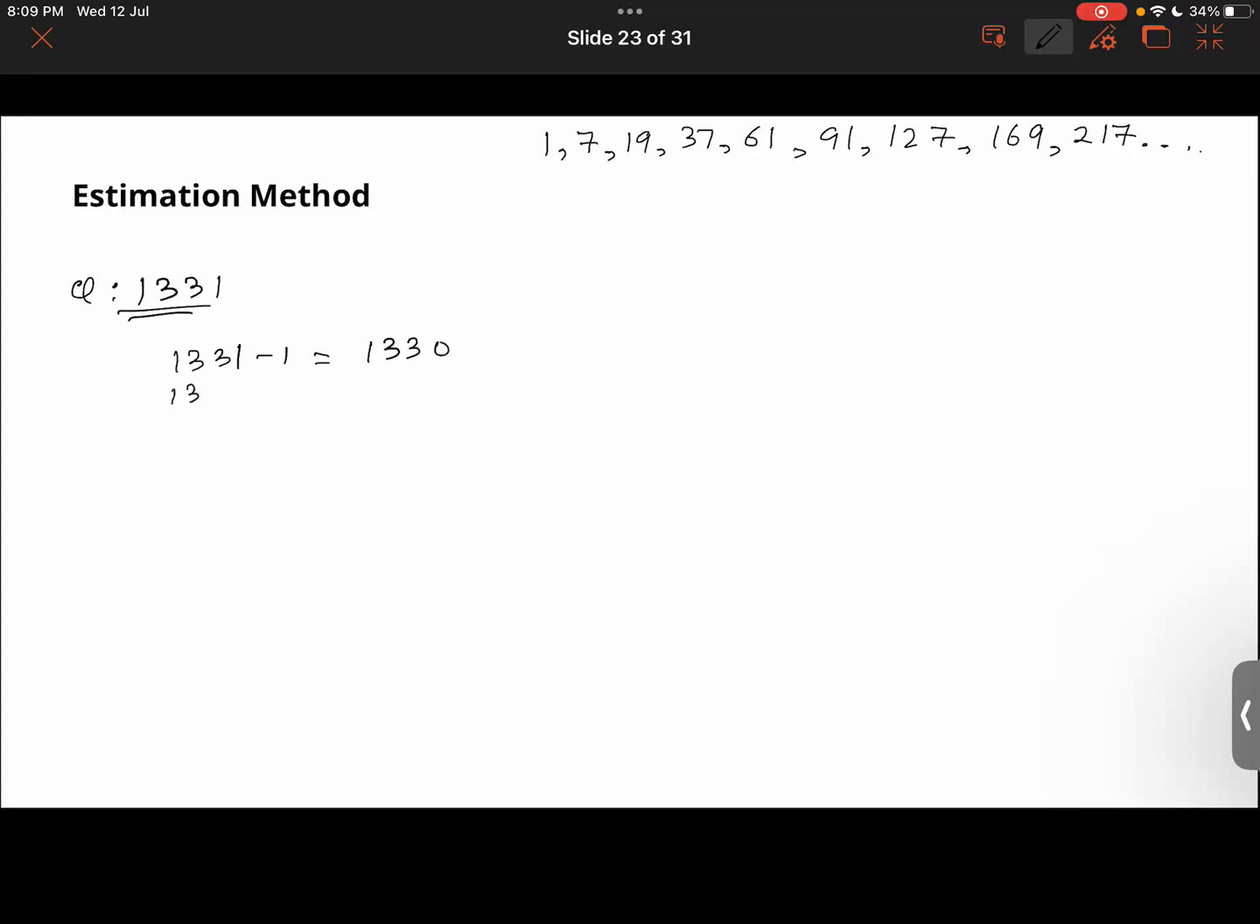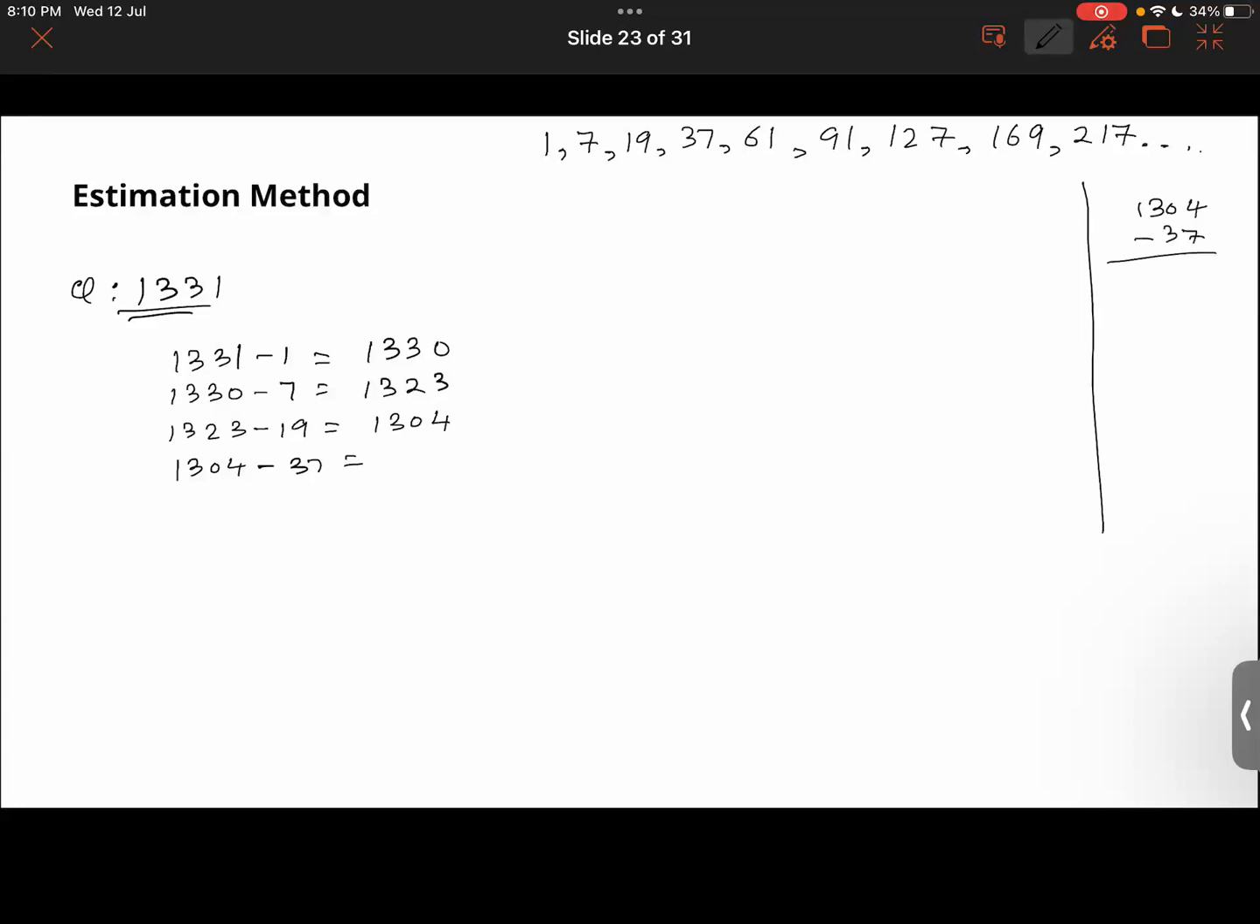1330. Then 1330 minus 7, that is 1323. Then 1323 minus 19, that gives you how much? 1304. Then 1304 minus 37, that gives you how much? 1267.